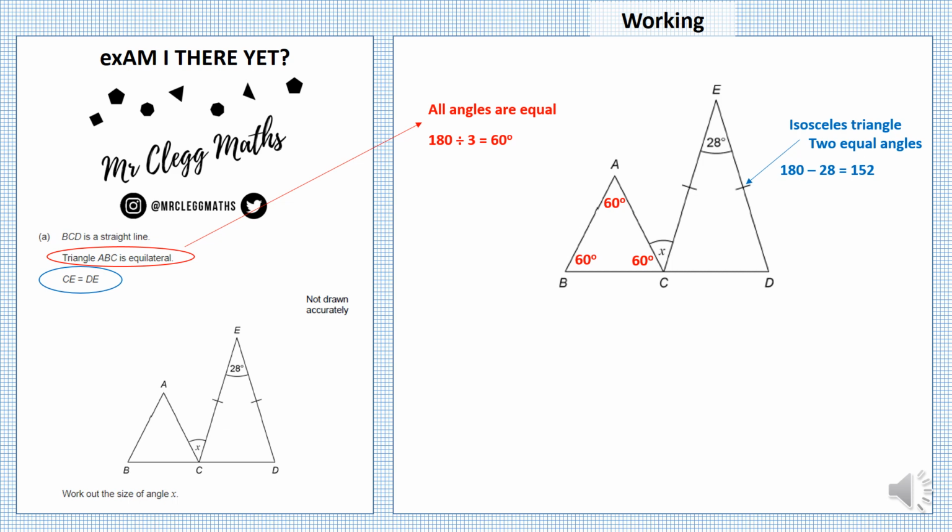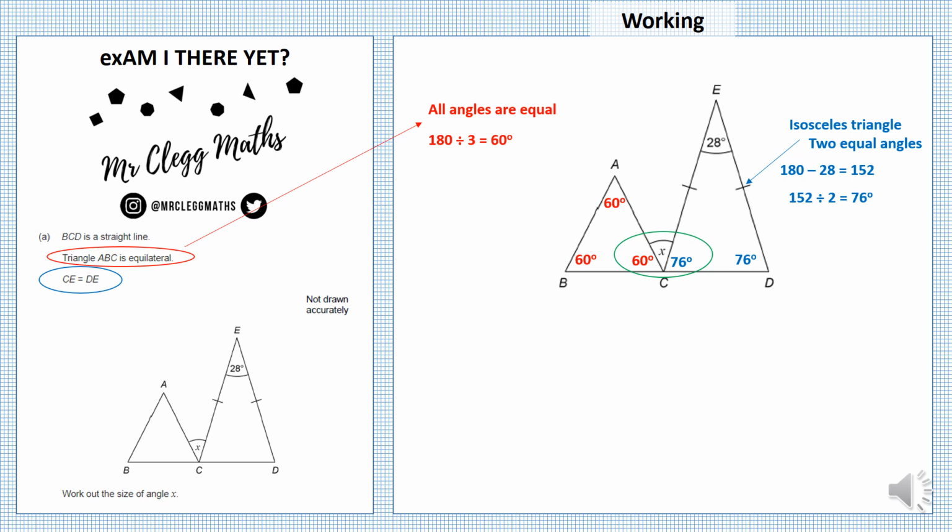Again, I know that I've got 180 degrees in total in my triangle. So if I remove those 28 degrees, I'm left with 152 degrees. And I know that they've got to be split into two equal angles. That 152 degrees has got to be split into two equal angles. So I divide that by 2 and I realise that each one of those angles must be worth 76 degrees.